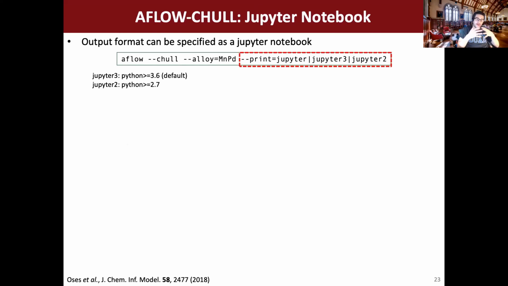You can also interact with it from a Jupyter notebook perspective. I'll show you how to launch that in a second. Basically, you're going to run this command: AFLOW convex hull alloy, same thing as before, and you're going to print out either Jupyter, Jupyter 3, or Jupyter 2. So we have a few different variants depending on what system you're running. Obviously, Jupyter 2 is more or less obsolete per standard Python. So the default now is Jupyter 3. If you just put Jupyter, it'll give you the Jupyter 3 default.